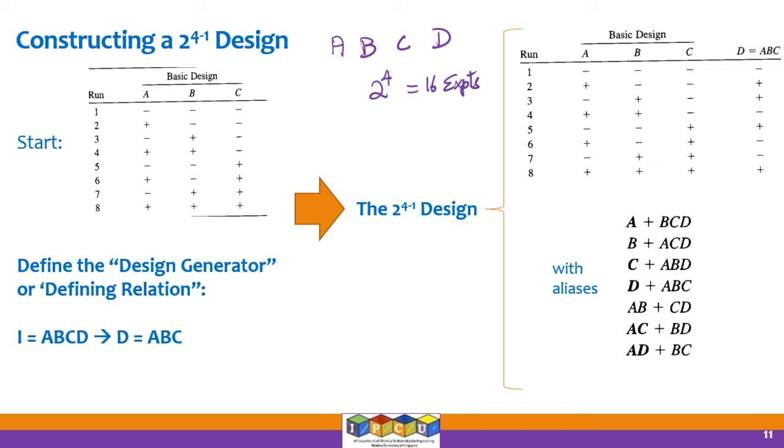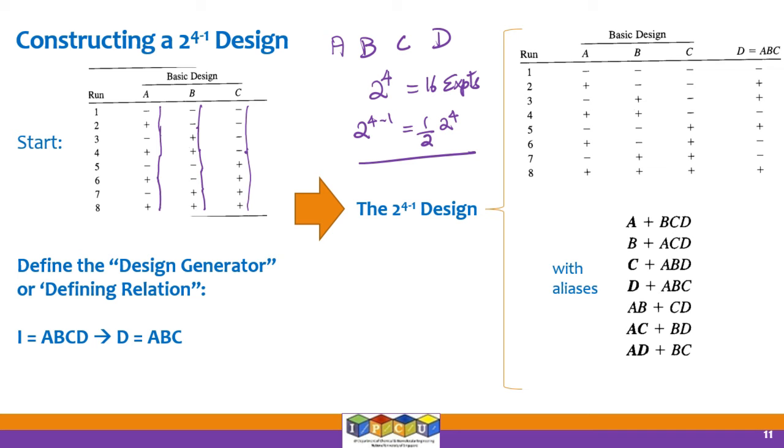So what you do is, if you have to do a 2 to the power of 4 minus 1 design, or in other words, a half of the 2 to the power of 4 design, you start by writing a standard design matrix for the three factors. So here A, B, and C are the three factors that we will consider for starting. So standard form: minus plus minus plus minus plus minus plus for A, minus minus plus plus minus minus plus plus for B, four minuses followed by four pluses for C.